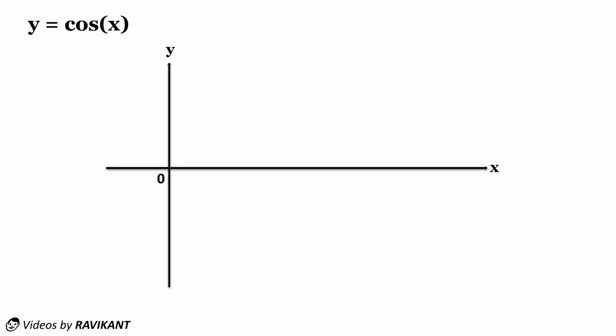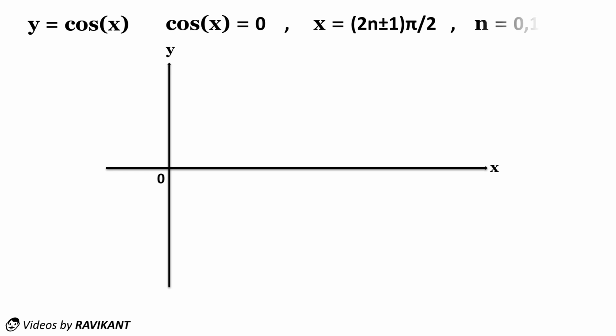And how do we get these parameters? By putting some values in the particular function, we can find where the function will be maximum, minimum and 0. So let's find where the cos function will be maximum, minimum and 0. The cosine function is always 0 at an angle of (2n plus minus 1) pi by 2. It means at every odd integral multiple of pi by 2, the cosine function will always be 0, where n equals 0, 1, 2, and so on.